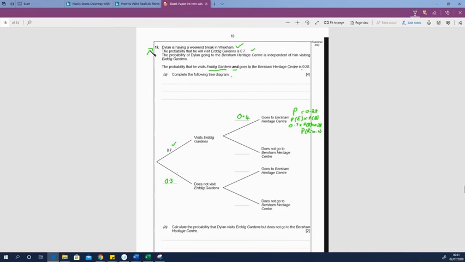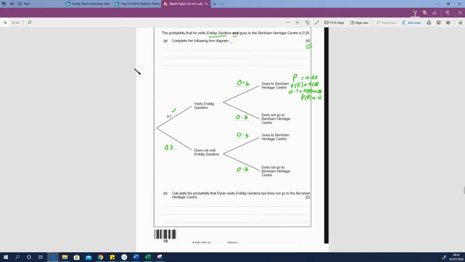Again, the branches of the tree add up to 1. So 1 minus 0.4 is 0.6. And then we just replicate this down here, 0.4 and 0.6. And that's the tree diagram completed for 4 marks.